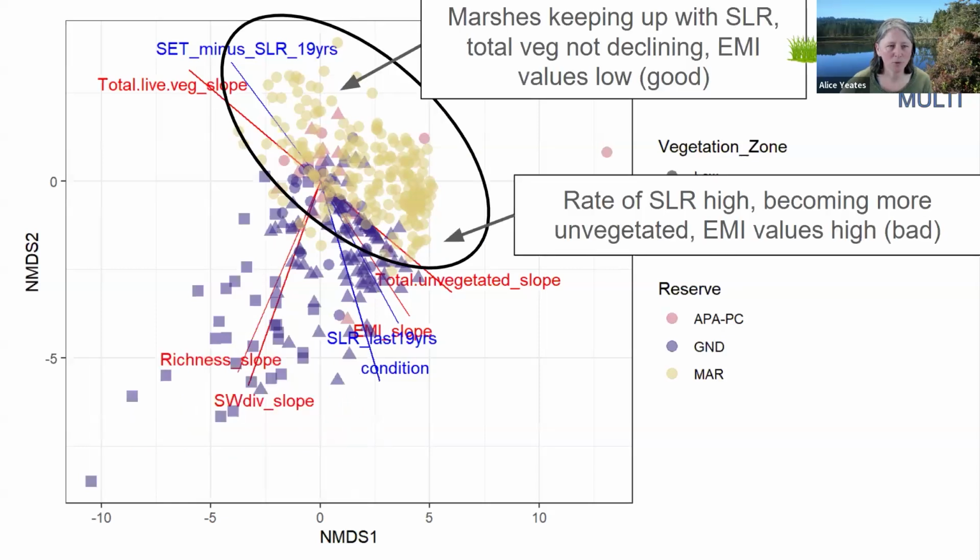So just to point out, on the top of the screen there, marshes are keeping up with sea level rise, total vegetation not declining, ecotone migration index values are good or better, and then down on the lower right, rate of sea level rise is high, becoming more unvegetated, and ecotone migration index values are high. So this is the poorer end of the spectrum.